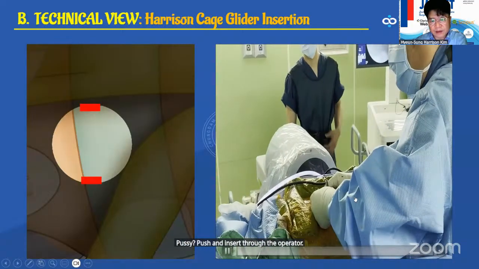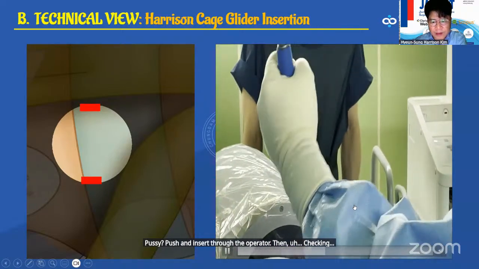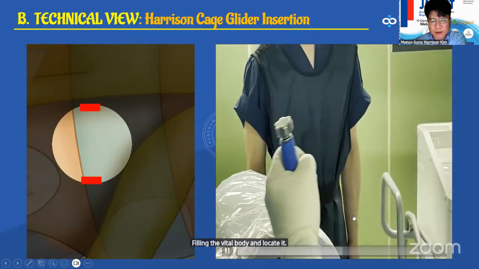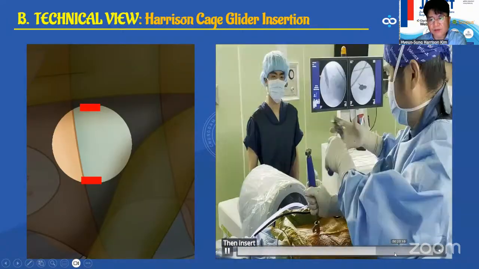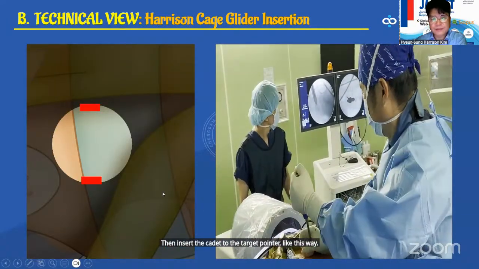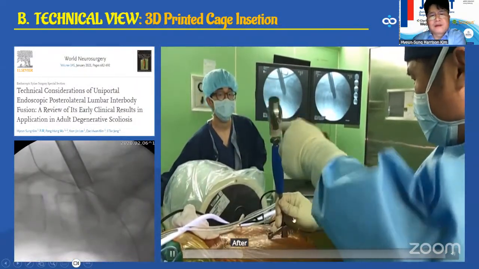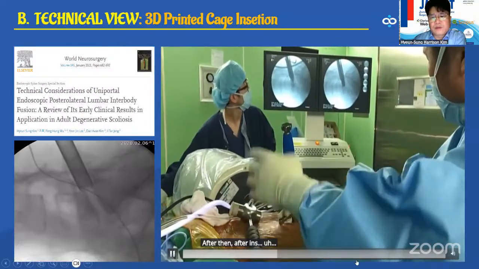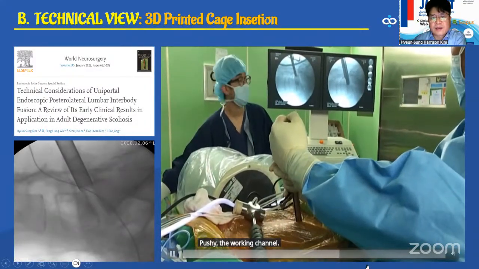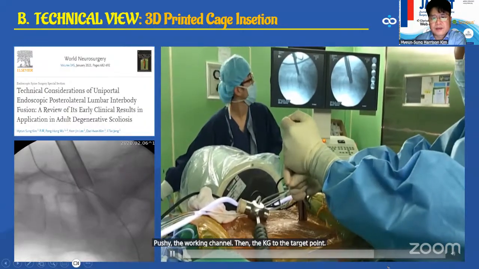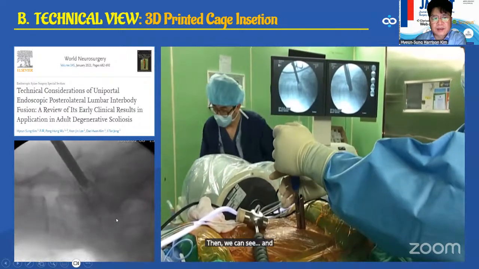Then checking, feeling the vertebral body, and rotate the working channel like this way. Then insert the cage to the target point like this way. After the cage reaches the target point, we can push the working channel, then the cage to the target point. Then we can see the cage inserted like this way.